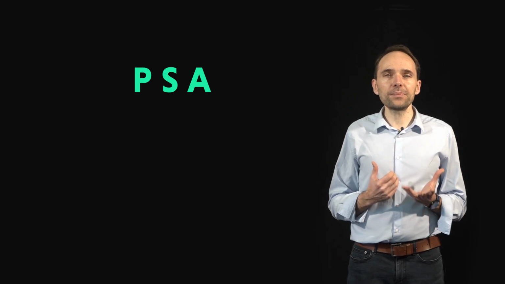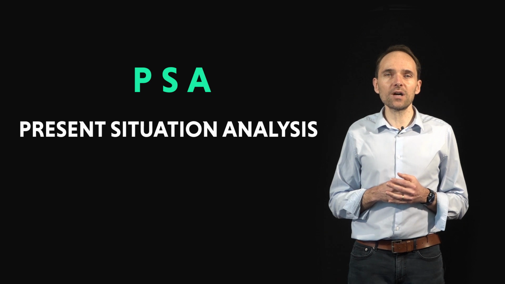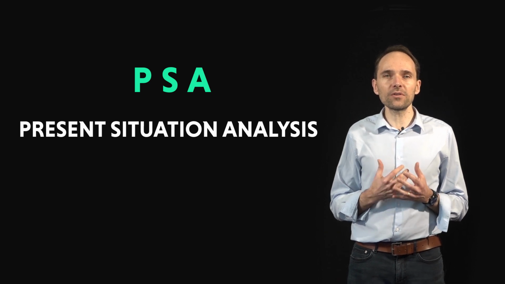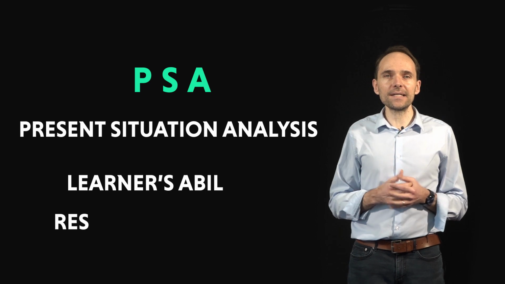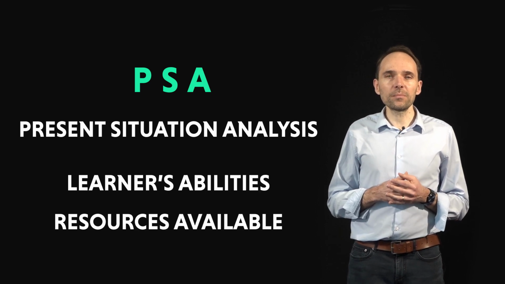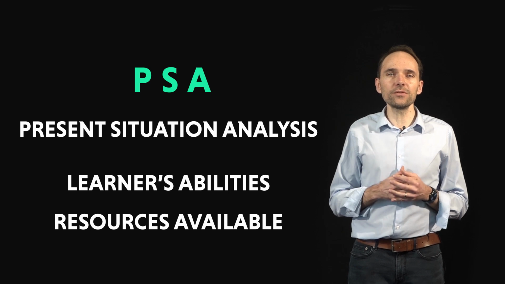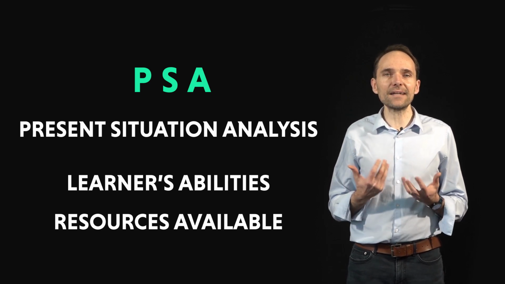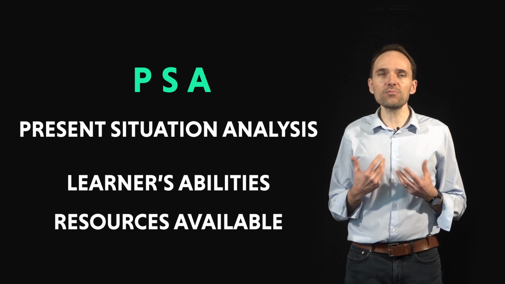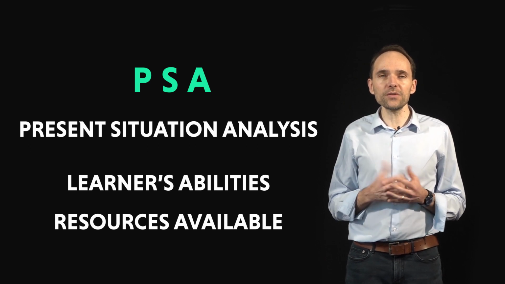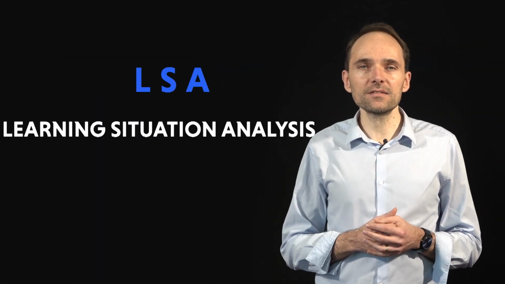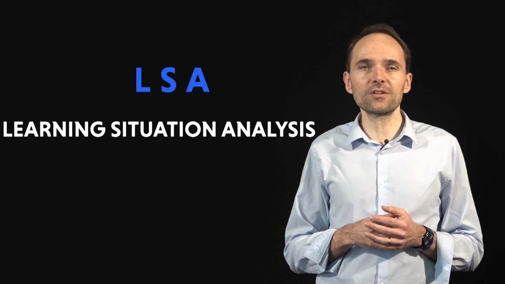To make sure that you address all of these needs, you have to consider the three major components of needs analysis: PSA, LSA, and TSA. PSA, present situation analysis, which covers the strengths and weaknesses of students before the start of the course. They include the learner's abilities and the resources available. For example, PSA at university could be based on student placement test results, but also on the analysis of the teaching and learning environment, which might reveal, for example, that group work is impossible in the classroom because of group size.